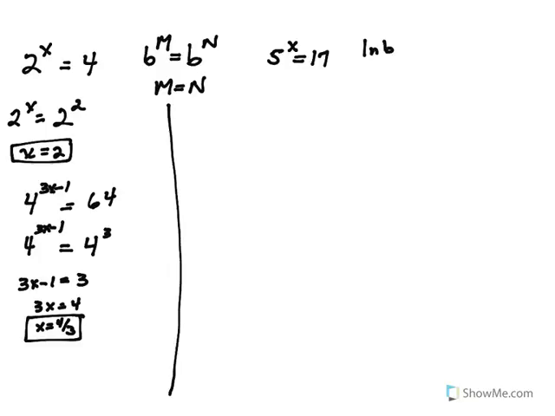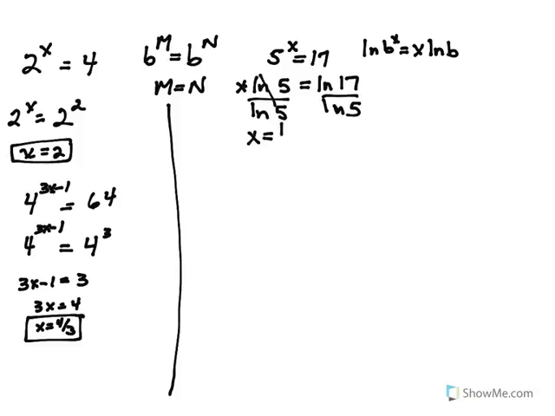We have natural log of b to the x. It would be equal to x times the natural log of b. So see, the exponent comes down in front. That's your power rule. So here, I bring my natural log in, and whatever we do on one side, we must do to the other. So here we have x times the natural log of 5 is equal to natural log of 17. Well, we are trying to isolate the x, so we are going to divide both sides by natural log of 5. So we get x equals natural log 17 over natural log of 5.